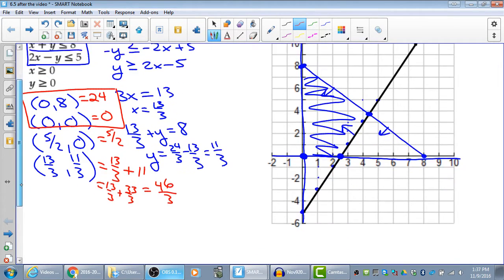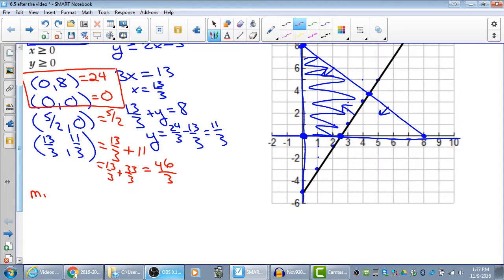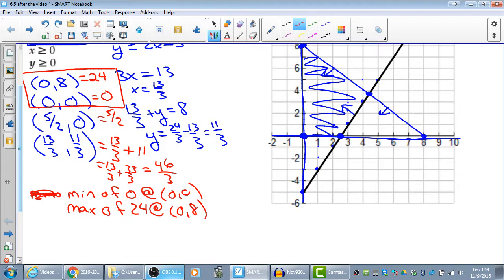So now we have to answer the question. Minimum, I just need minimum, M-I-N. Minimum of 0 at 0, 0, and a maximum of 24. That's the maximum value at 0, 8. So there's your minimum values and where they occur. And the instructions ask for both of those. All that information.